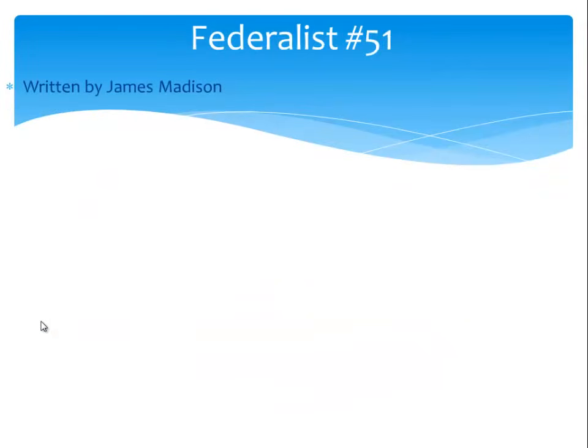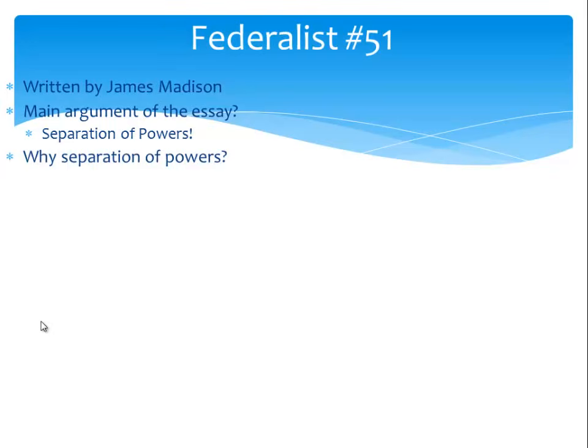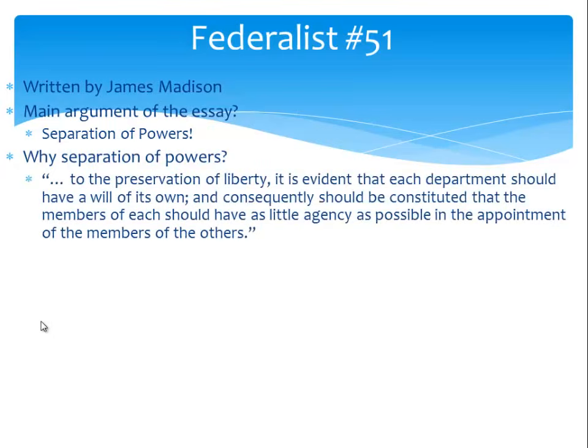All right, let's jump over to Federalist paper number 51, again written by James Madison. If you could summarize the main argument of the essay into a couple of words, you would say separation of powers. And why was he in favor of separation of powers? Well, his argument was for the preservation of liberty.